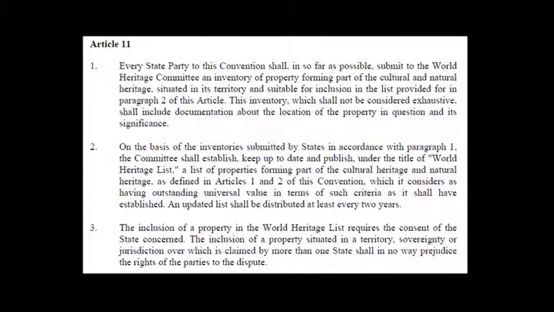Every state party to this convention shall, insofar as possible, submit to the World Heritage Committee an inventory of property forming part of the cultural and natural heritage situated in its territory and suitable for inclusion in the list provided for in paragraph 2 of this article. And then 2, on the basis of the inventories submitted by the states, the committee shall establish, keep up to date and publish under the title of the World Heritage List a list of properties forming part of the cultural heritage and natural heritage as defined in Articles 1 and 2 of this list. And then 3, the inclusion of a property in the World Heritage List requires the consent of the state concerned. The inclusion of a property situated in a territory, sovereignty or jurisdiction over which is claimed by more than one state shall in no way prejudice the rights of the parties to the dispute.